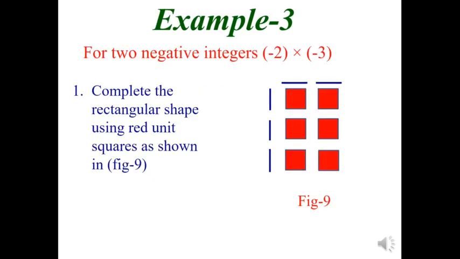Then complete the rectangular shape using red unit squares as shown in figure 9. So this is our figure 9. So we have to complete the rectangular shape by using red unit squares, which represent positive integers.